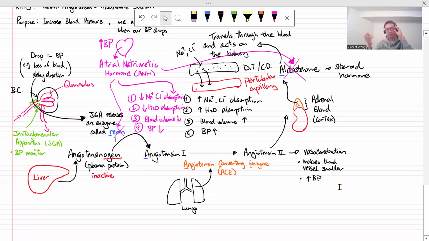Now, sometimes this is not enough for people who suffer from chronic high blood pressure. Chronic means ongoing, right? Ongoing high blood pressure. Then even the ANH is not enough to bring the blood pressure down. And that's why the person has to take a diuretic, right? Now you understand. Diuretic means it makes you pee more. By peeing more, you lower the blood volume, you lower the blood pressure.